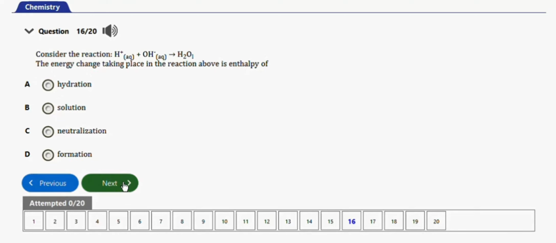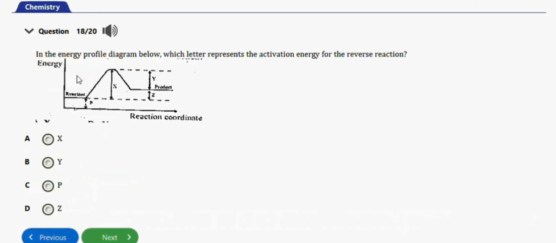Next question will be this one. It says, in the energy profile diagram below, which letter represents the activation energy for the reverse reaction? So the right answer is option X. X represents activation energy. Alright, this question is simple. Next question will be this one.